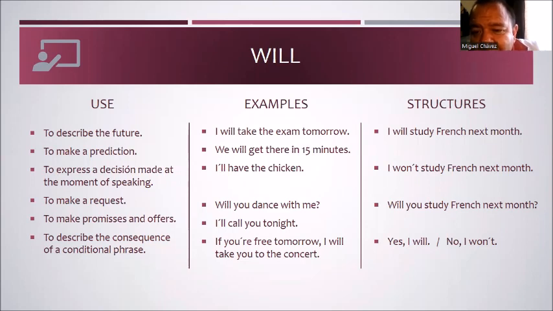Remember that the form in negative for will is won't. I won't study French next month. And as we know, won't is used for any subject. To do the interrogative, we change the position of will to the beginning. Will you study French next month? Yes, I will. No, I won't.